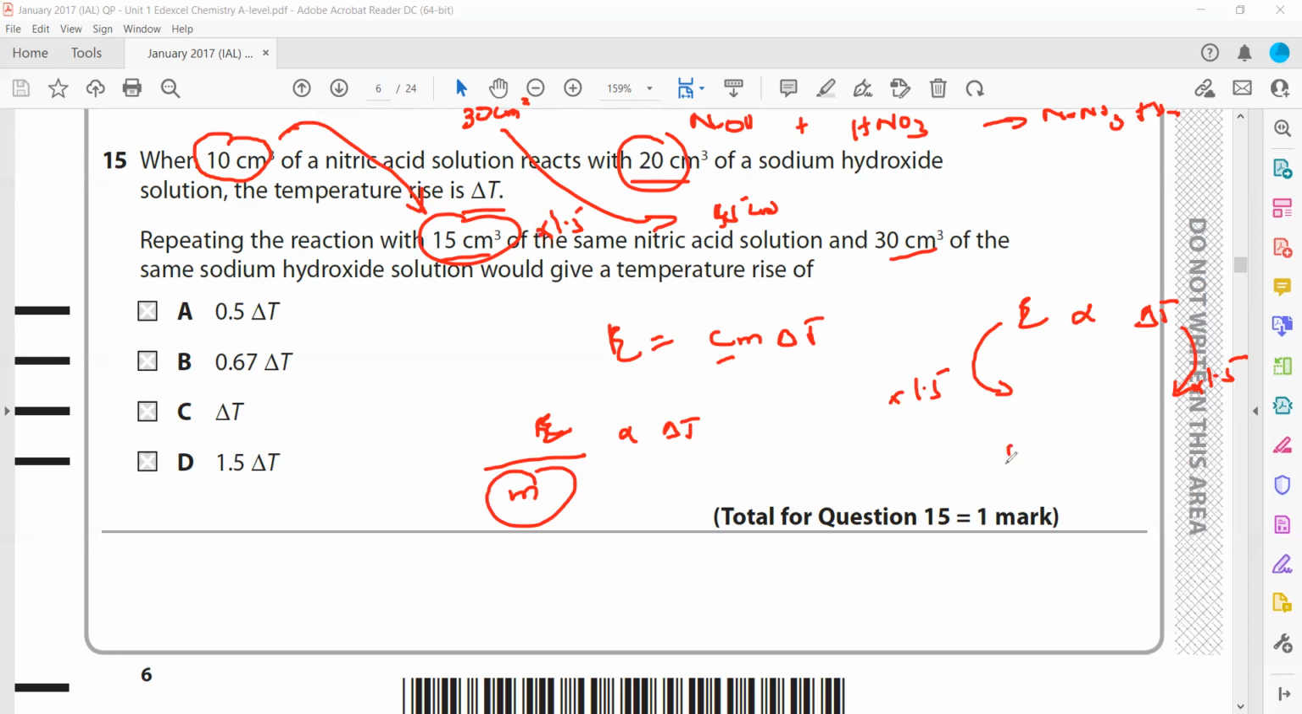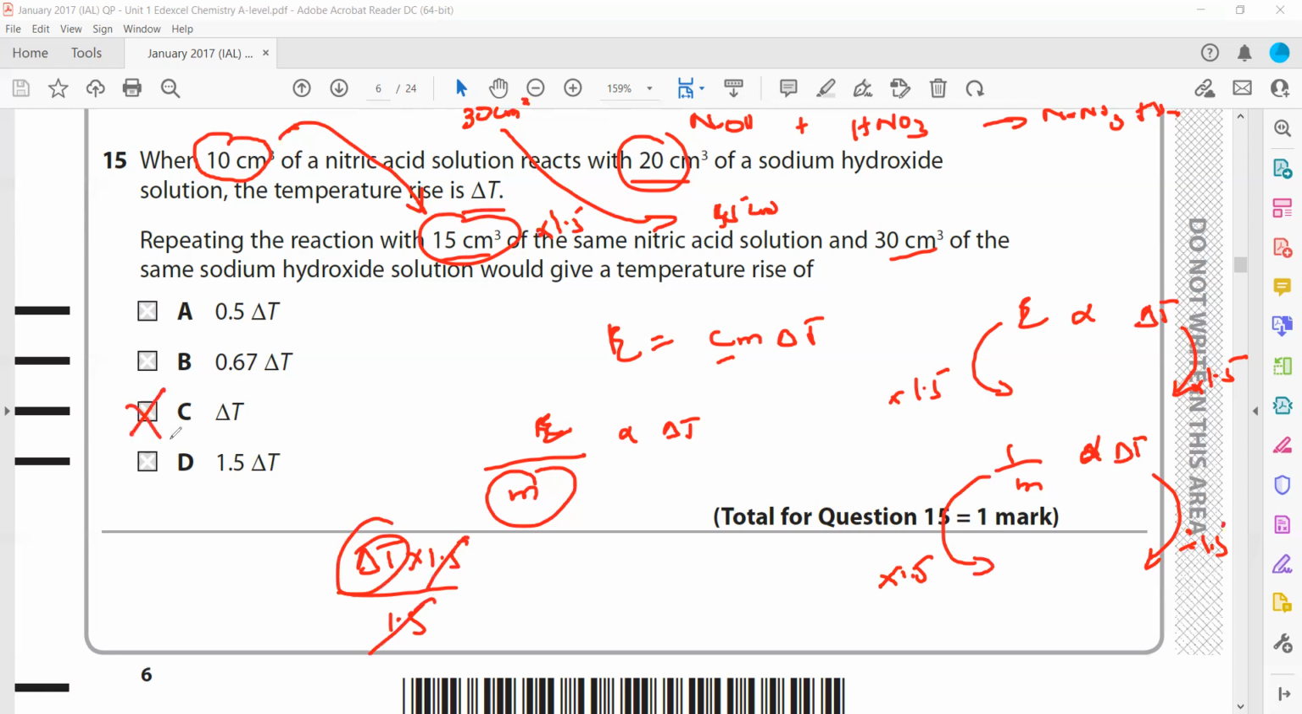And what is the relation between the mass and the temperature change? They are inverse. So if the mass is increased by 1.5, what happens to temperature change? It will decrease by 1.5. So due to the change in energy, the temperature increased by 1.5, and due to the change in the total volume or the mass of the solution, the temperature decreased by 1.5. So this will simplify, and we are left with C. That temperature change will be the same for both experiments. Is it clear discussion?